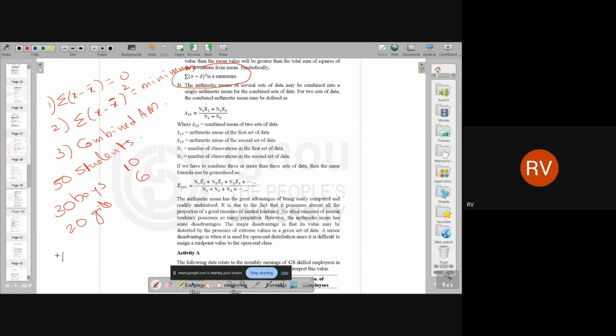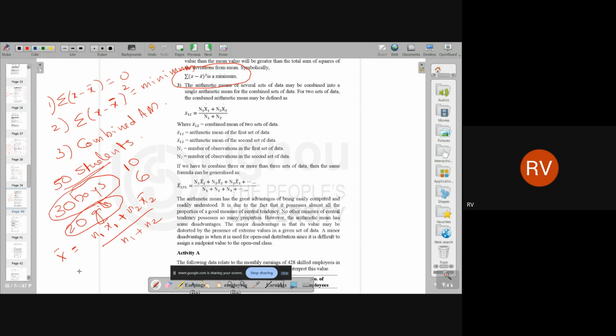Then the combined arithmetic mean x̄ is equal to (n1 x1 bar plus n2 x2 bar) divided by (n1 plus n2). This is the combined arithmetic mean. For example, split the whole class into two groups. There are 50 students, split into 30 boys and 20 girls. The 30 boys have an arithmetic mean of 10 and the 20 girls have an arithmetic mean of 6.